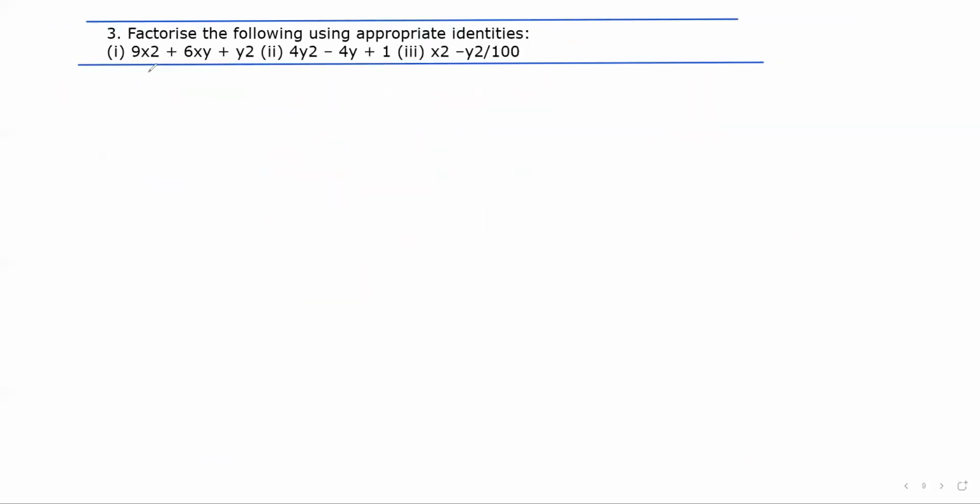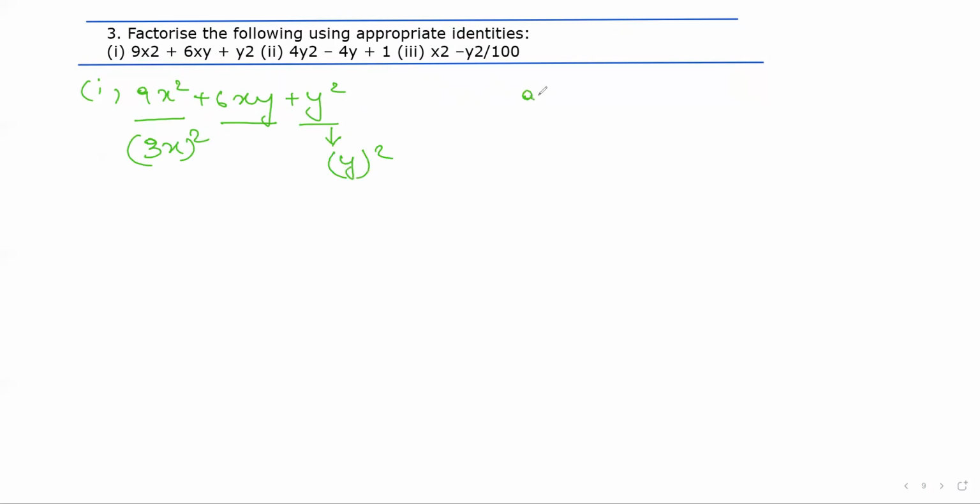Third question. Factorize the following using appropriate identities. The first part is 9x square plus 6xy plus y square. Now this looks something like a square plus 2ab plus b square, but only by observation. Let's see if it actually is. This can be written as 3x whole square. This y square can be written as y whole square.